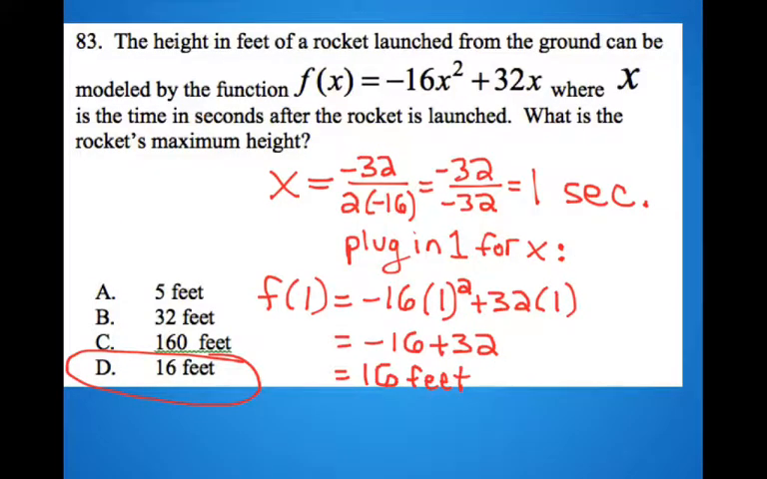The maximum height is going to be wherever the vertex is of the parabola. So we're going to do negative b over 2 times the a. When you do that, you get 1 second, and then if you want to actually figure out what the maximum height is, you have to plug it in. So we take a 1 and we plug it in for all of the x's, and we get 16 feet.